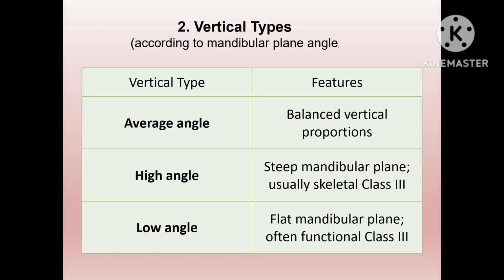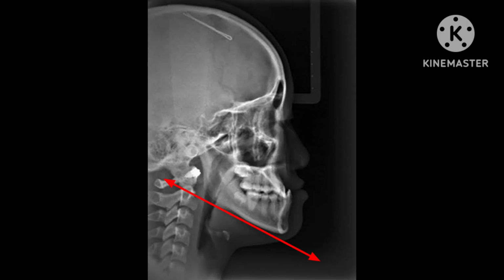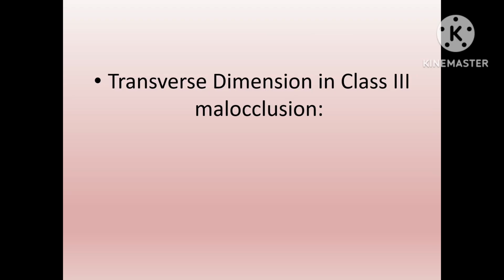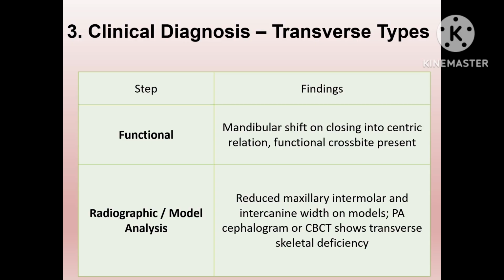In vertical types, the mandibular plane angle is important. Average angle types have balanced proportions. High angle skeletal class 3 is difficult to treat with poor prognosis. And low angle functional class 3 is easier to manage if treated early. Transverse problems usually involve a narrow maxilla leading to posterior or scissor crossbites.